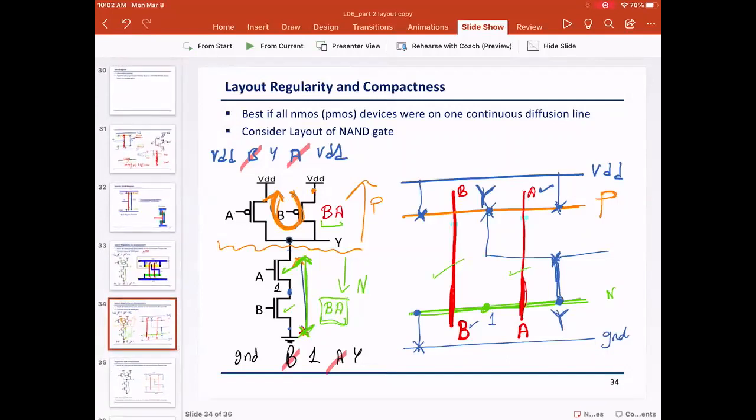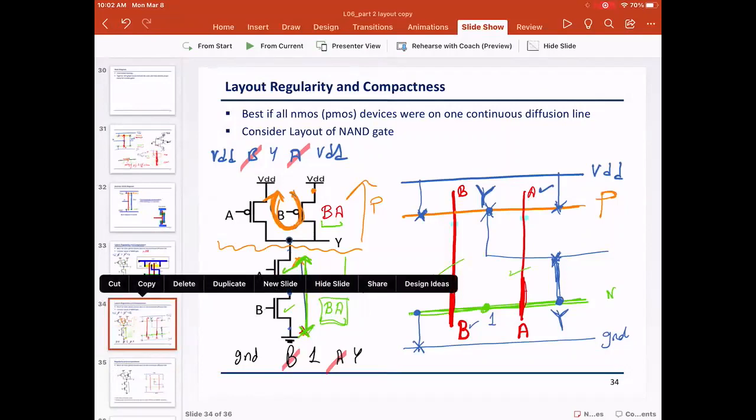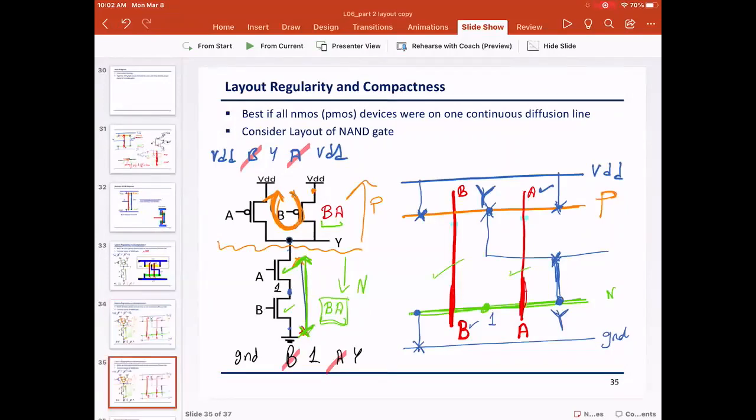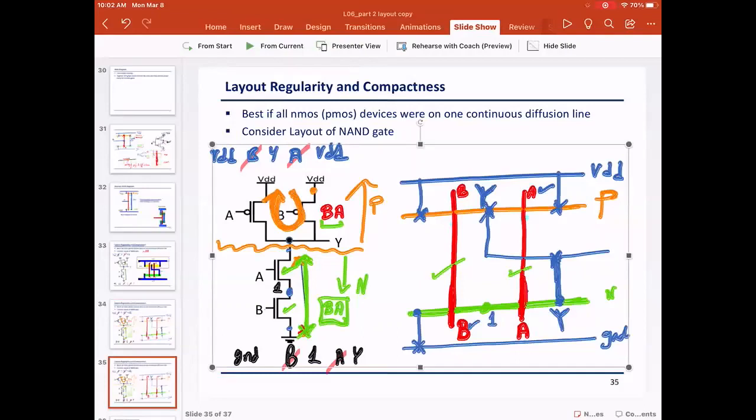Okay, last time we were studying the Euler path, and we said that in order to build the layout compactly, we would like to build the PMOS transistors and the NMOS transistors to be as intact as possible. Let us look again at this circuit here.